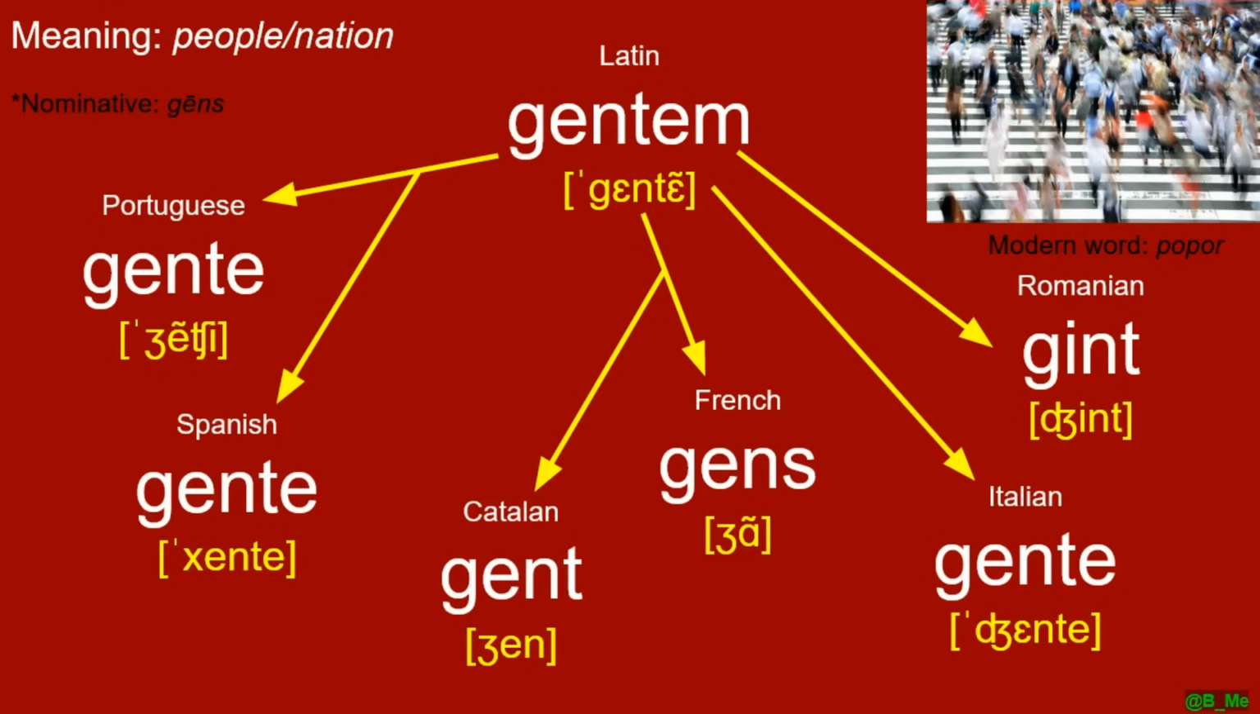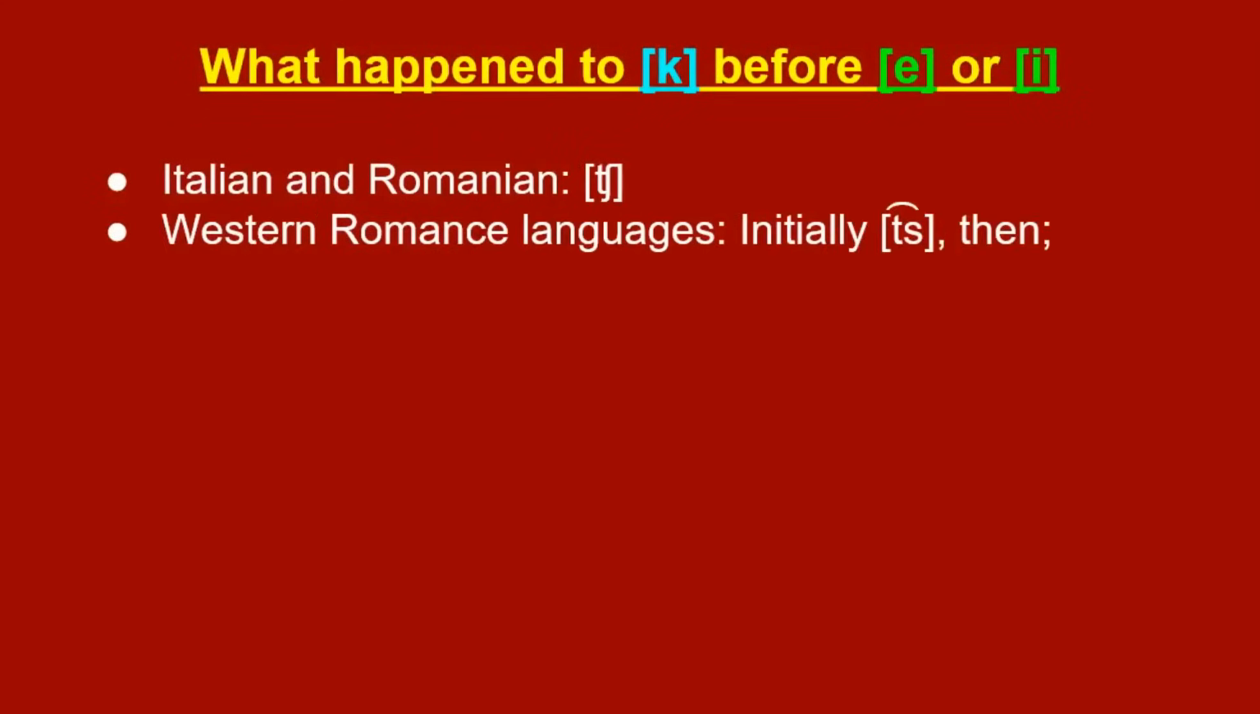For example, there was Latin gentem, which became Spanish gente, Portuguese gente, Catalan gent, French gens, Italian gente, and Romanian gente, which is now obsolete. But it's a bit more interesting what happened to k before a and e. In Italian and Romanian, it became ch, while in the Western languages, it initially became ts and then split up further.